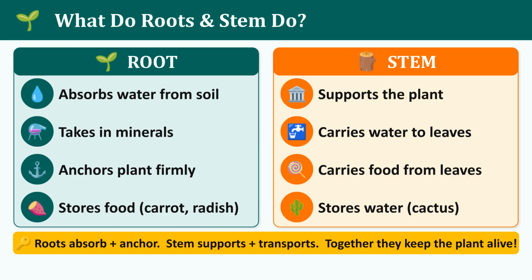Now the stem. The stem supports the entire plant. It carries water and minerals from the roots to the leaves. It also carries the food prepared by the leaves to all other parts. Some stems even store water. Can anyone think of an example? Yes, cactus. Roots and stems work together like a team. Without roots, the stem gets no water. Without the stem, the leaves cannot receive water. Together, they keep the plant alive.